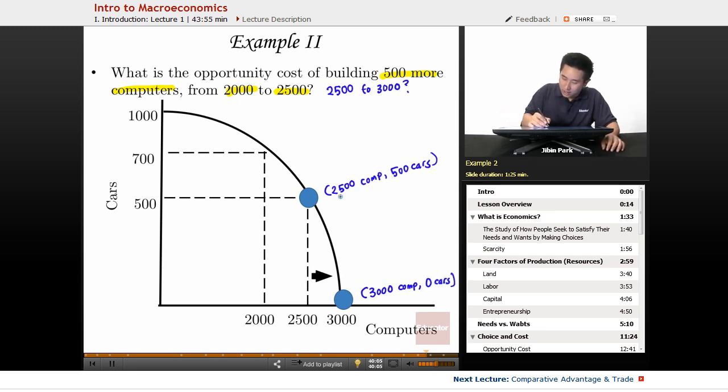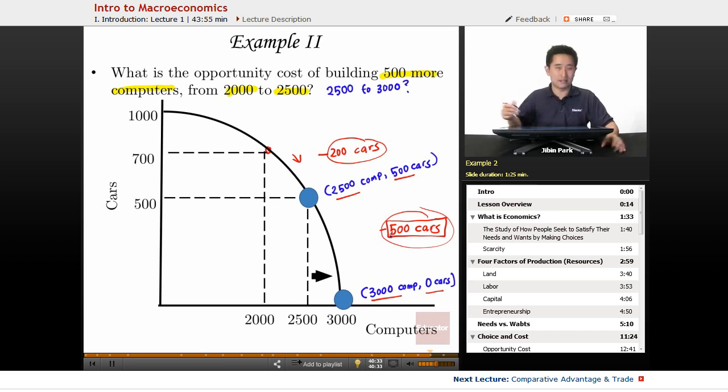Well, let's take a look here. You added 500, so we know that the gain is 500. But the opportunity cost now, you went from 500 cars to 0. So you lost 500 cars. So the opportunity cost is 500 cars. So this highlights, again, the law of increasing opportunity cost. From this point to this point here, you lost 200 cars. But from this point to this point, you lost 500 cars. So you increased your loss from 200 to 500. Hence, this is the law of increasing opportunity cost.